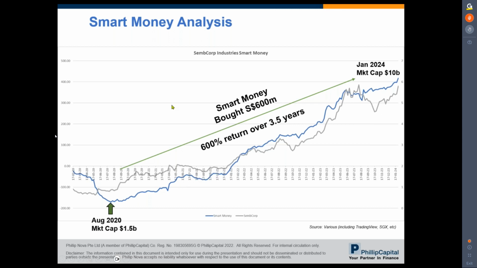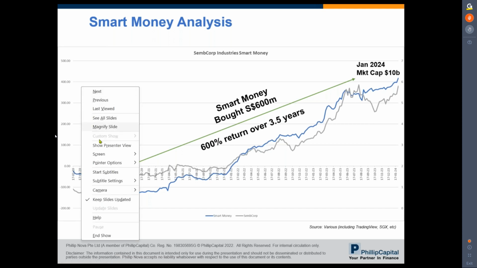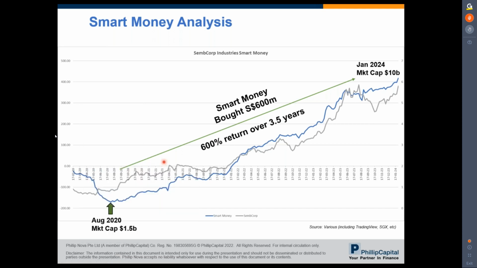So as the smart money decide to sell the stock, you will see that the blue line will come down. Okay, I hope you all can see the laser pointer that I've just added on.